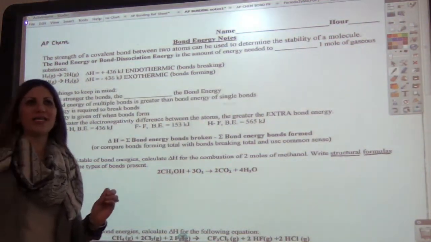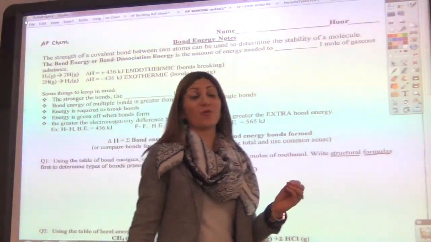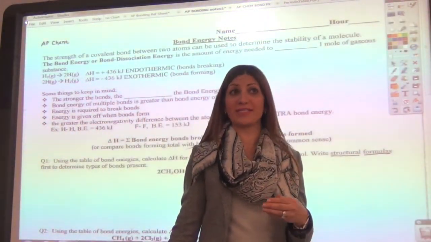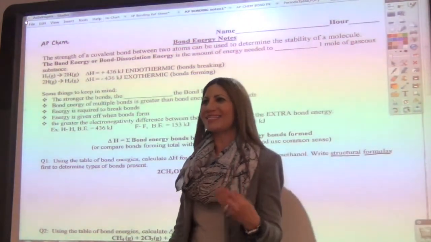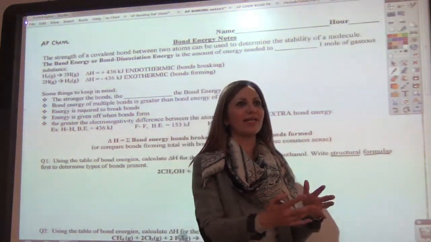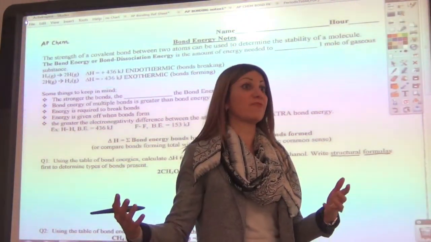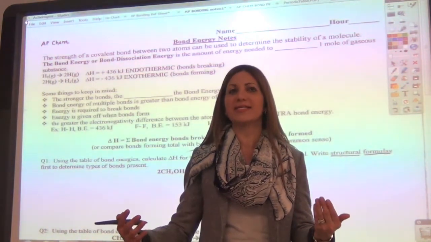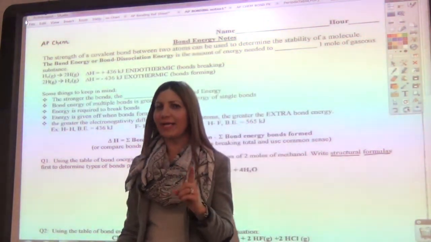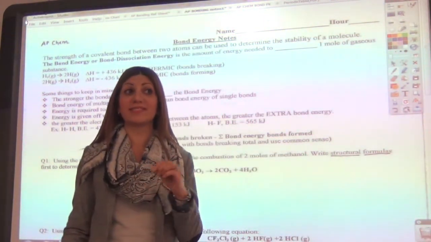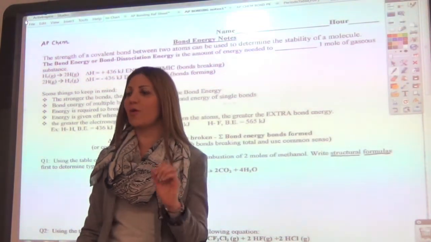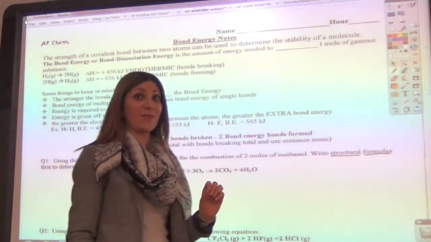This is the one time, typically, we do products minus reactants. Anytime that you need to net something, you always take what you have in the end and you subtract it from what you had before. And that's how you get your net. This is going to be the one time where you're actually going to do reactants minus products. It is the only time that you're going to do reactants minus products.